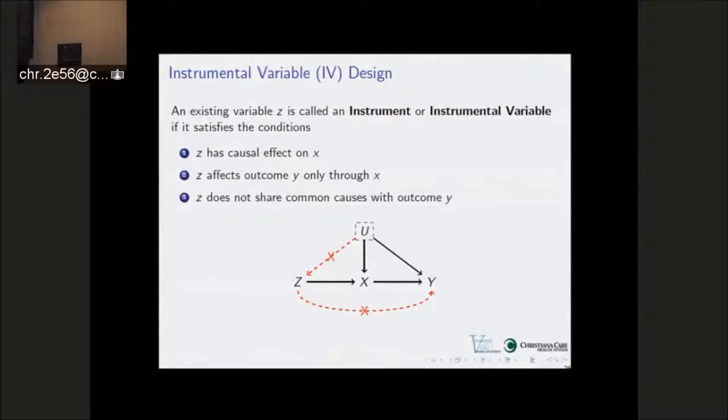The third condition is that Z does not share a common cause with outcome Y. This means all of this confounding, whether observed or unobserved, does not affect Z and Y. It can only affect X and Y, but cannot affect the variable Z. So this Z is called an instrumental variable. If we can identify a variable Z like this, no matter how the confounding affects X and Y, we can get a consistent estimate of the exposure effect. Let's see how it works.